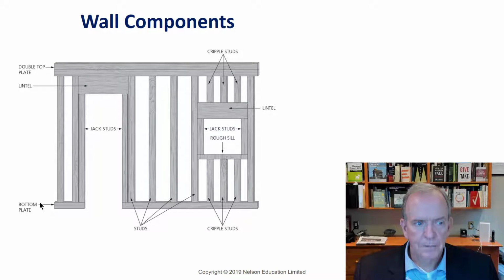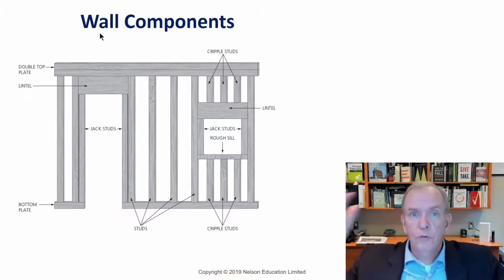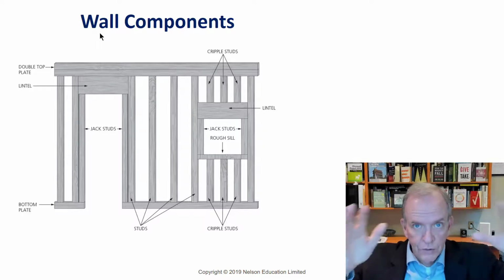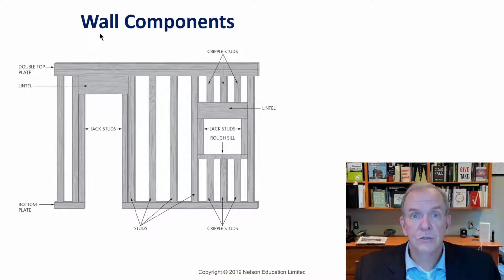This is a double top plate. This is a bottom plate. This is all made out of dimensional lumber. So your plates would be 1.5 inches thick. Your studs would be 1.5 inches thick. Your lintels would be sized based on the distance that they're spanning. The wider the distance, the bigger the lintel. Also, how many floors it's supporting above it. Also, what kind of roof loads it's supporting, like snow loads that are on top of the roof, because these loads can transfer through the building and structure.